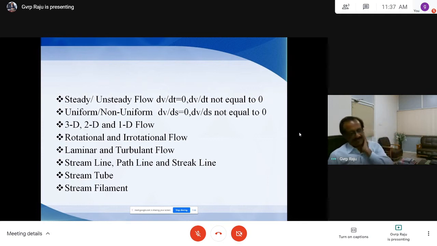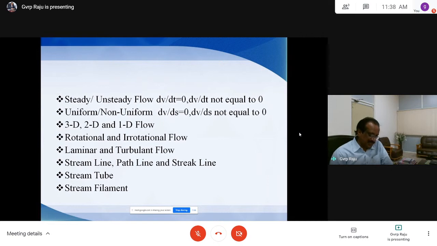Then what is 3-dimensional, 2-dimensional and 1-dimensional flow? The name is very clear. A 3-dimensional flow is the flow which is occurring in all the 3 directions. For example, if you take velocity, velocity is a function of x, y, z and t. So it varies in all the 3 directions, x, y, z. When any property varies in all the 3 directions, x, y, z, and also time, it is a 3-dimensional flow.